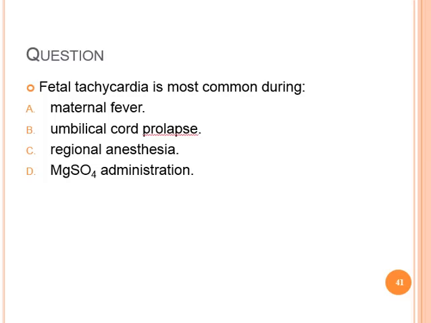Question: fetal tachycardia is most common through A. maternal fever, B. umbilical cord prolapse, C. regional anesthesia, D. magnesium sulfate administration. The answer is A. maternal fever.